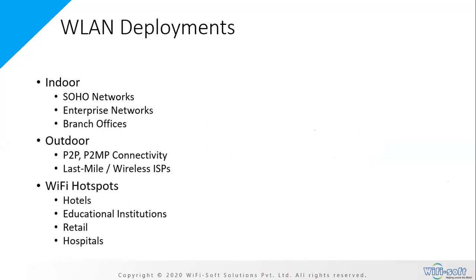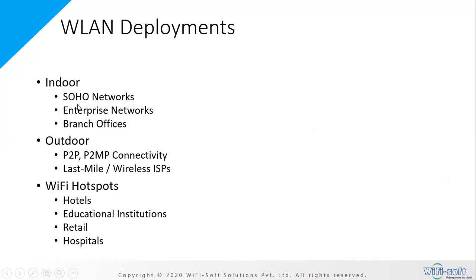Okay. So the next thing we are going to discuss is the different LAN deployments. I'm sure all of you are aware of it. There is indoor, outdoor, and then there are Wi-Fi hotspots, which are basically used in public venues. Indoor is further divided into SOHO networks, enterprise networks, and branch offices.